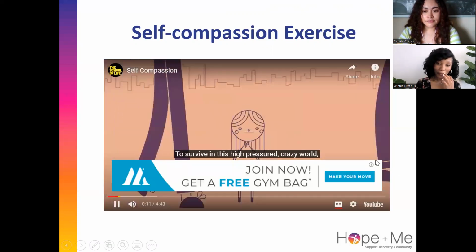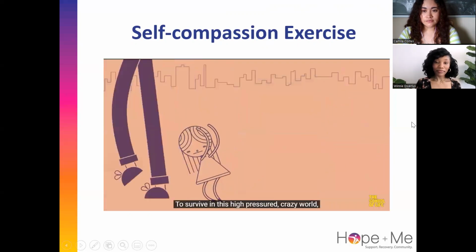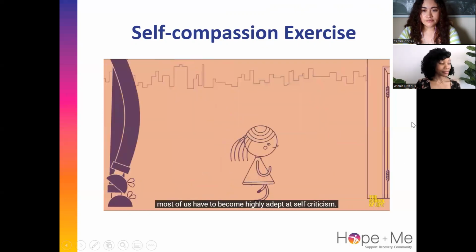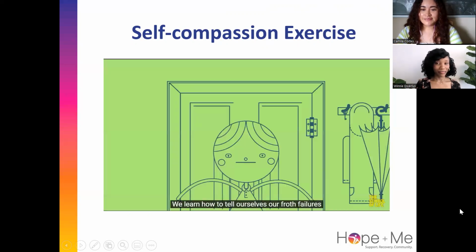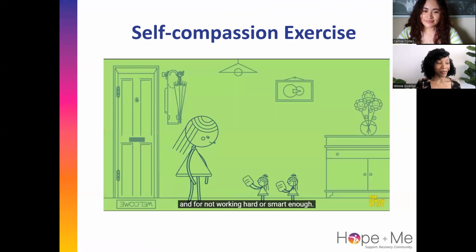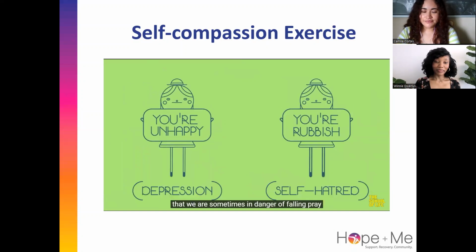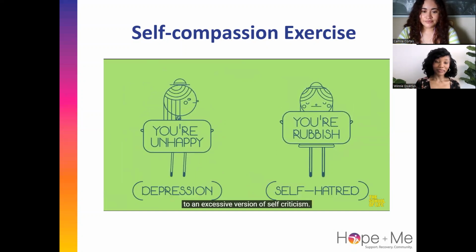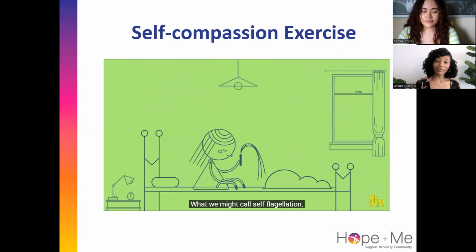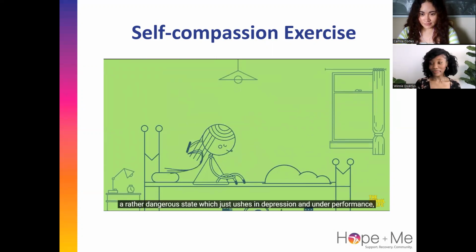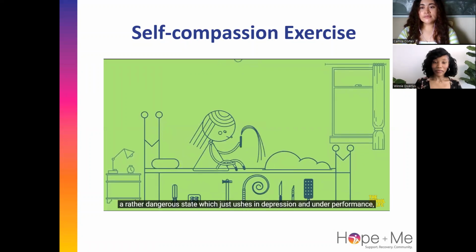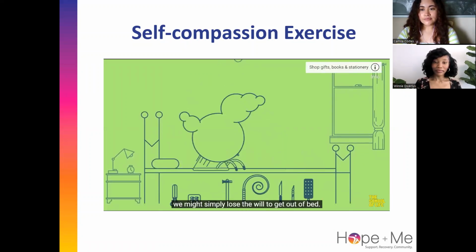To survive in this high-pressured, crazy world, most of us have to become highly adept at self-criticism. We learn how to tell ourselves off for our failures and for not working hard or smart enough. But so good are we at this that we're sometimes in danger of falling prey to an excessive version of self-criticism, what we might call self-flagellation, a rather dangerous state which just ushers in depression and underperformance. We might simply lose the will to get out of bed.